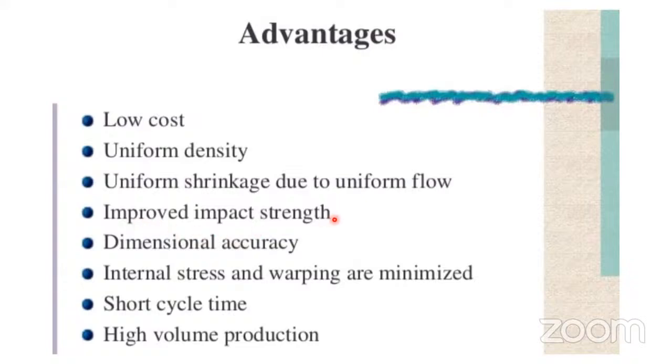Improved impact strength, right? Because if there is a uniform flow, all the chains get uniformly arranged, and therefore there is a very good impact strength. Dimensional stability or accuracy you will get by using this type of process. Internal stress and warpage are minimized. I told you already, stress and warpage depend on the shrinkage, and therefore they are minimized at the very root level. Short cycle time, and high volume of production.